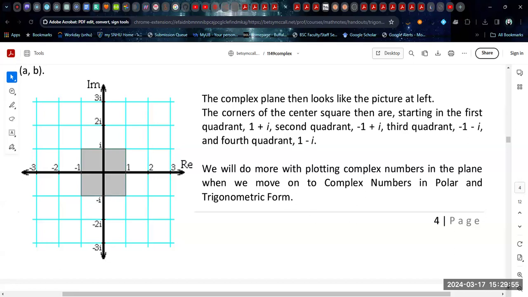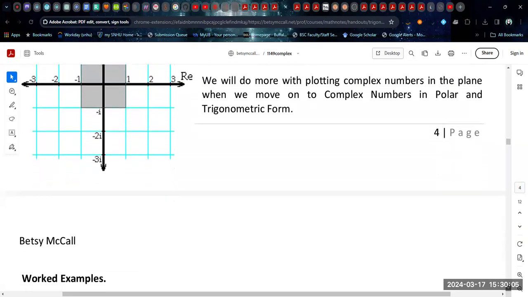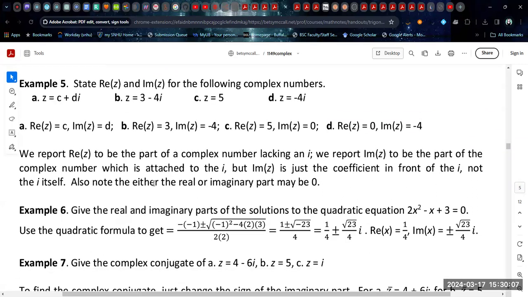Now, this representation in the plane is actually how we're then going to be able to represent these eventually in polar coordinates and apply trigonometry stuff to them. So let's look at some examples. Again, state the real and imaginary parts for the following numbers. So here, the real part of this number is c. The imaginary part is just d. Again, this is just stressing when you're asked for the imaginary part of a complex number, you only give the coefficient of i. You don't say i in reporting the imaginary part.